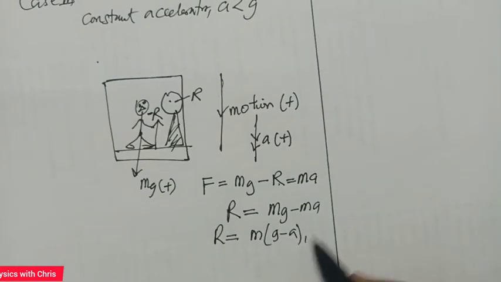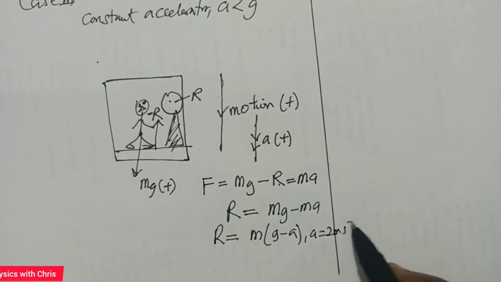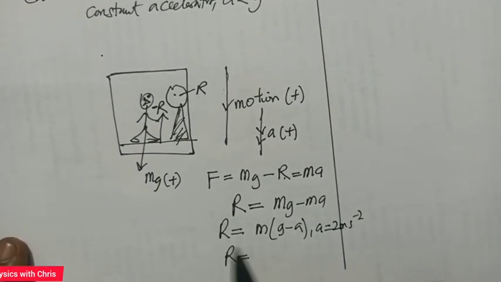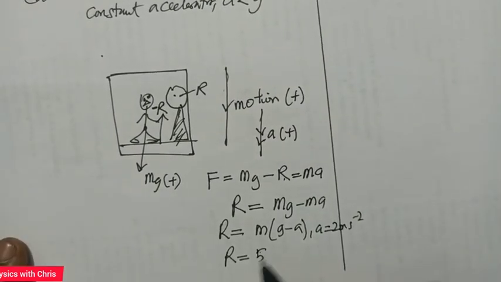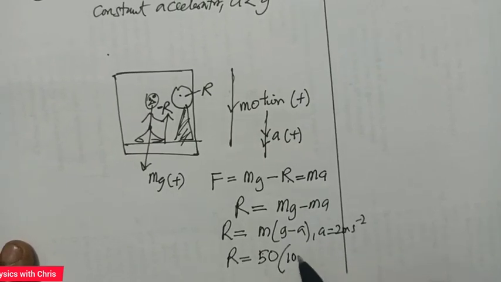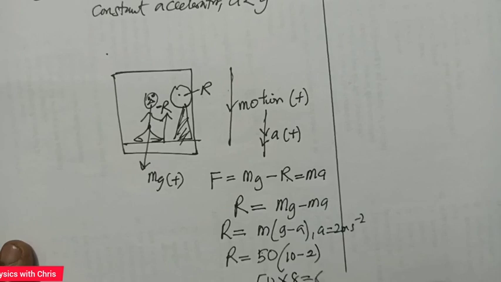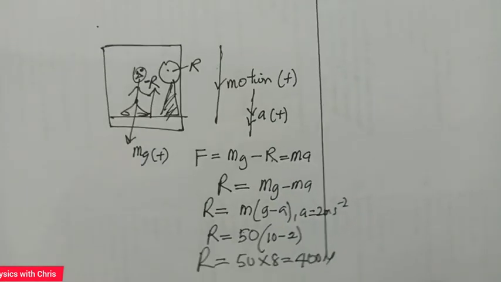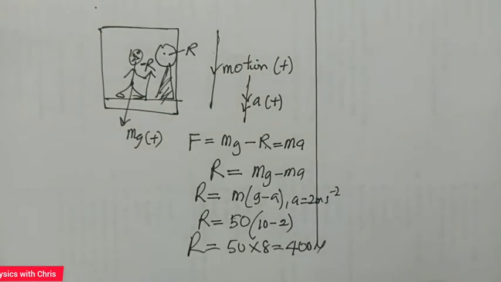So if a is 2 meters per second squared, that is, the lift descends, the reading on the instrument will be 50, which is the mass of the boy, times 10 minus 2. That gives you 50 times 8, which is 400 Newton. So you can see that this boy is going to have a feeling that his weight has been reduced.